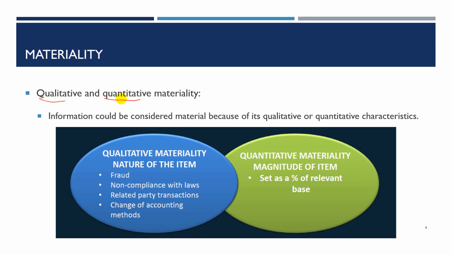Information is considered qualitatively material if it affects a user's decision-making process for a reason other than its magnitude. For example, a fraud by its nature is considered to be significant, and when uncovered, is investigated further by the auditor. The next example is companies' non-compliance with laws. It's considered material because of its nature. According to Australian Accounting Standards 1031, a change in accounting method and related party transactions are considered qualitatively material.